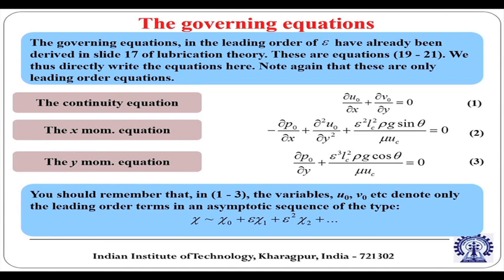These forms could be derived by expressing u, v and p in terms of the small parameter epsilon: u equal to u0 plus epsilon u1 plus epsilon square u2 and so on. Similarly v and p, and these are the equations. The x and y momentum we derived just towards the end of the previous lecture, and the continuity equation form is quite obvious, that is this one.